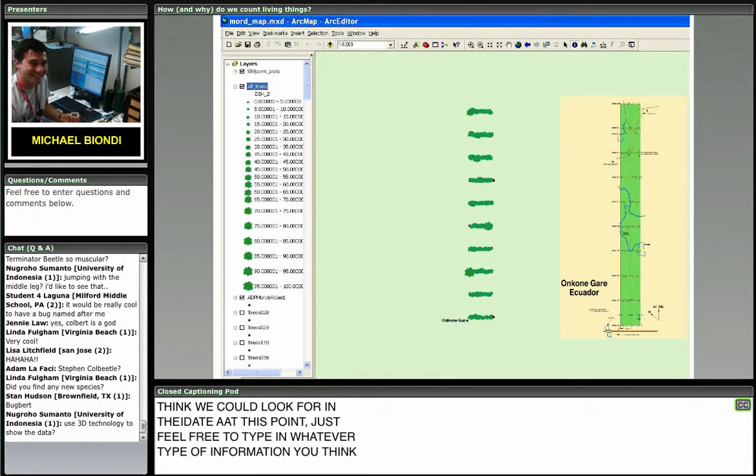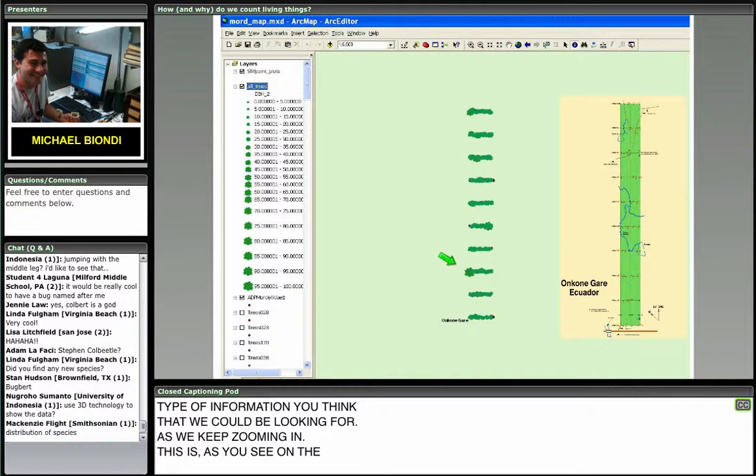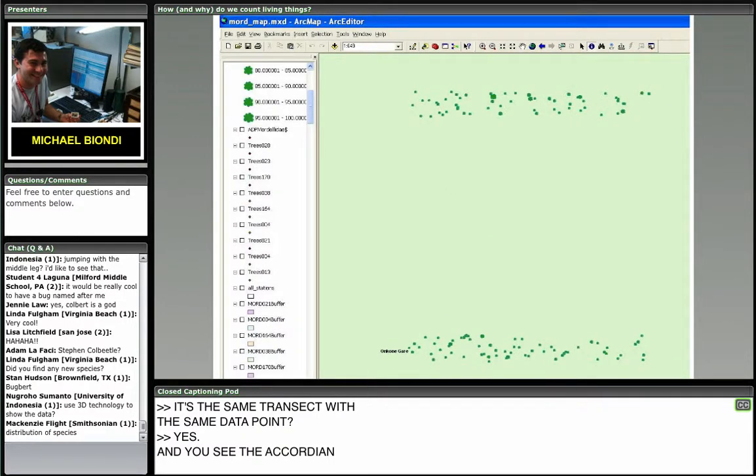As we keep zooming in, on the right is the flat map that we showed earlier of the transect, and on the left is the plot that is being developed in the GIS software. It's the same transect with the same data points. You can see the accordion style that Terry set up, the 10 transects with all 10 sheets, slowly emerging as we zoom in closer and closer.